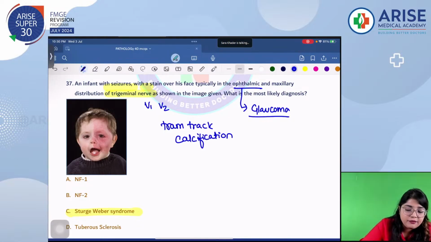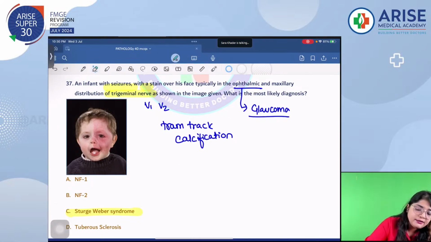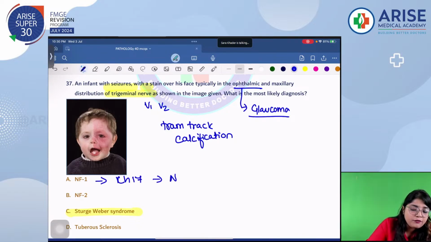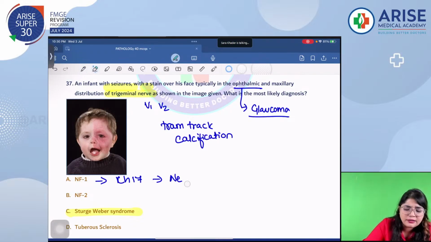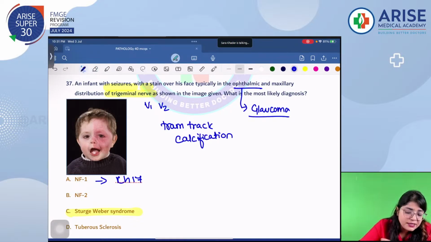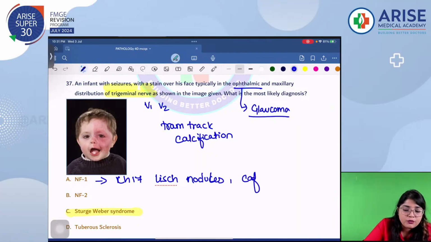What about your NF1? NF1 actually is a defect in, I'll just tell you, it is present on chromosome 17, a defect of neurofibrin. No need to write the protein, but it is present on 17. It presents with Lisch nodules or café-au-lait spots. Okay.